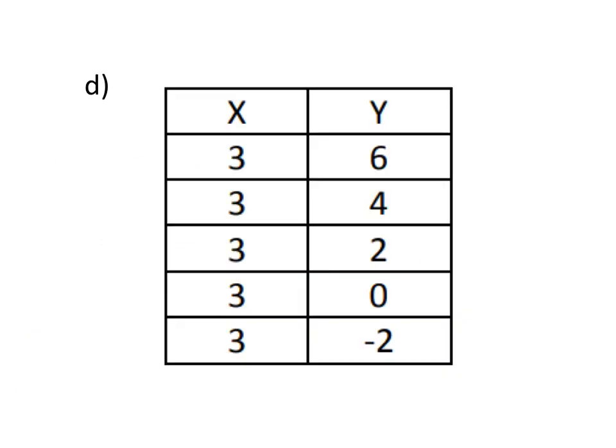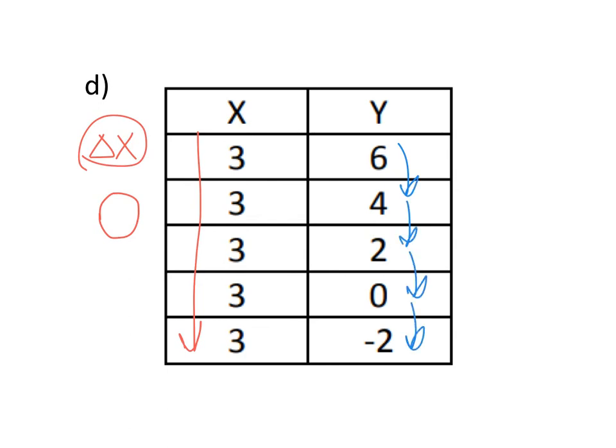In example D, if I start with my x column, I see that all the numbers are the same. They stay at 3 consistently, and there is no change. So for my delta x, no change will be represented by a value of 0. In my y column, if I look at what's happening with the numbers, they are getting smaller, and each time they are decreasing by 2. So my delta y value will be negative 2.